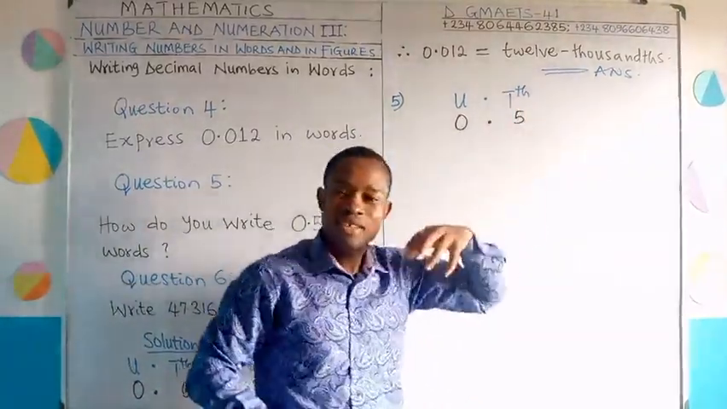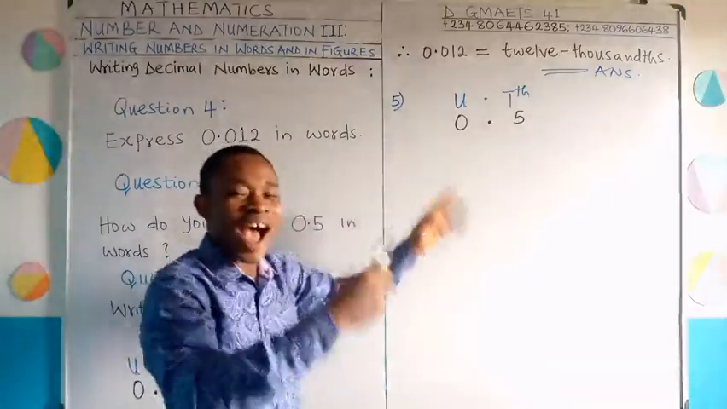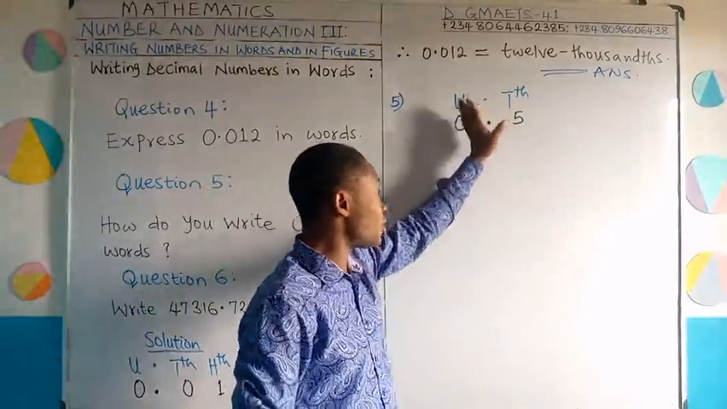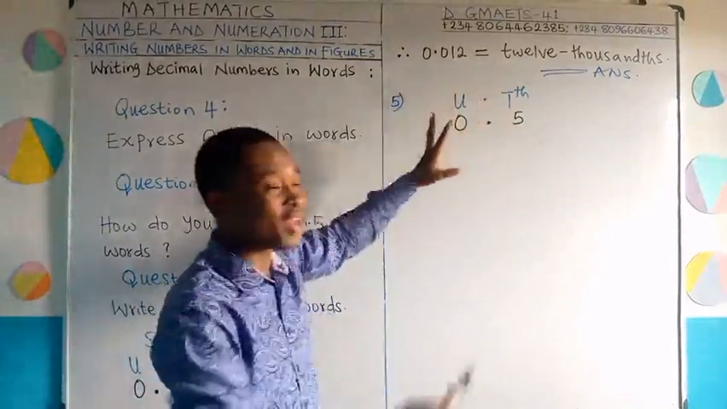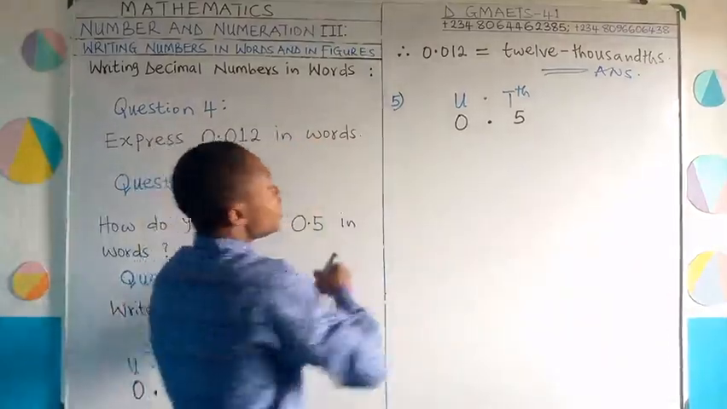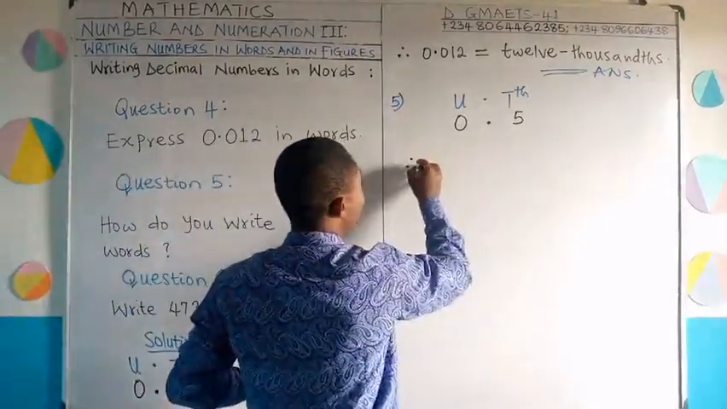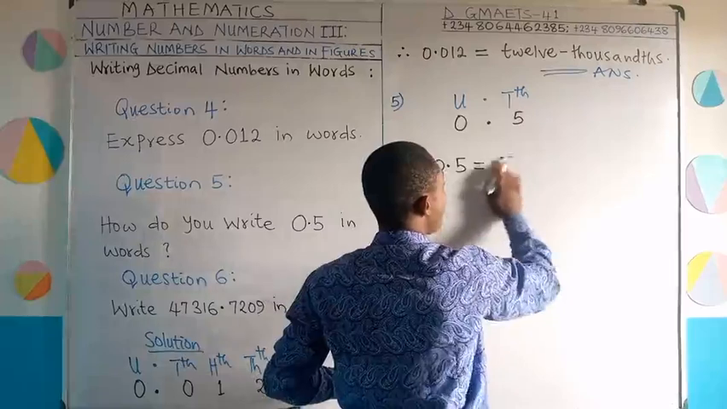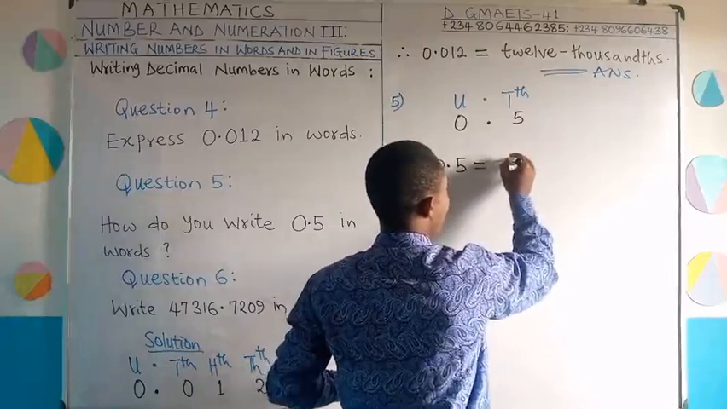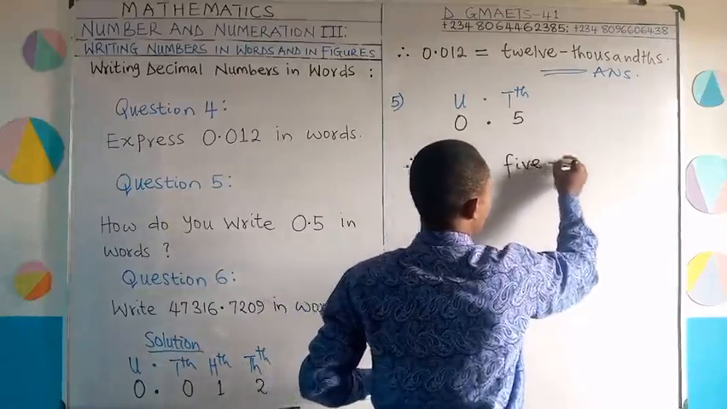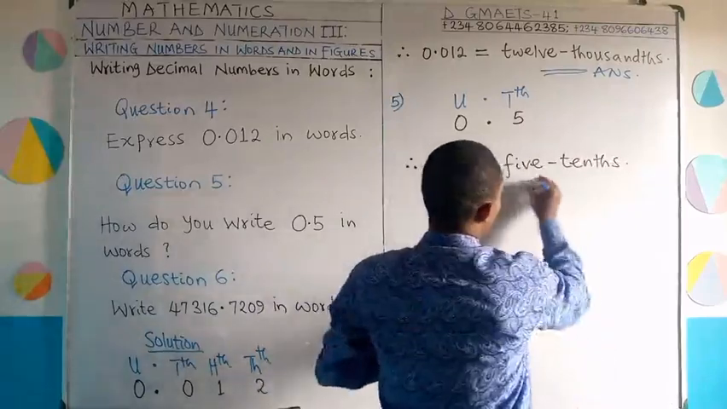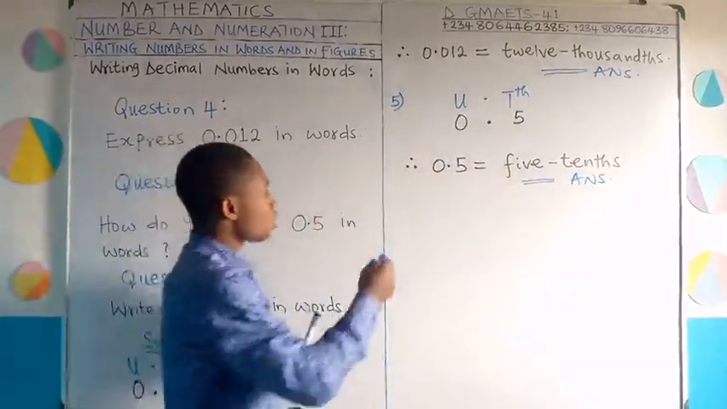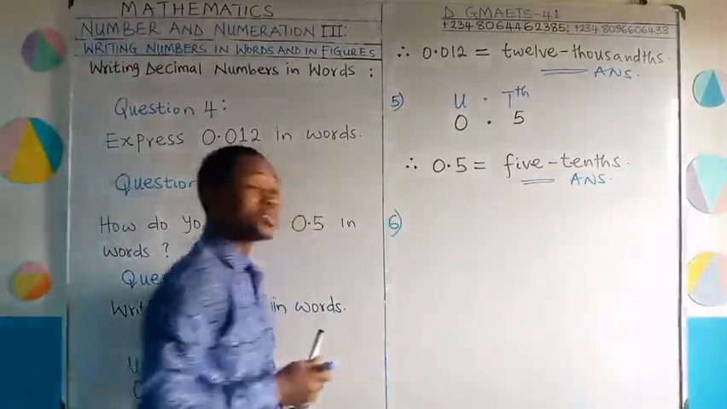5 tenths. Now you're stressing yourself saying 0 and 5 tenths. Since the whole number part, the unit there, it's only 0 you have in the whole number part, forget about it. Is that okay? And so you conclude, therefore, if we are to write 0.5 in words, it's going to be 5 tenths. Again, we are done with solving this question 5. This will take us to solution to question 6.